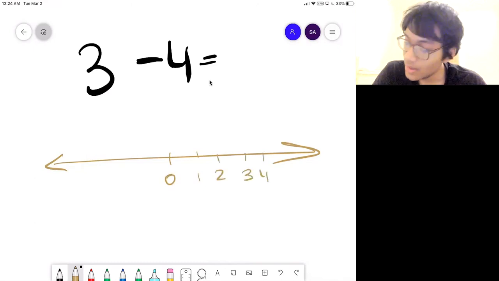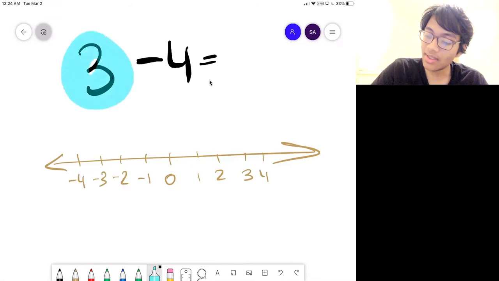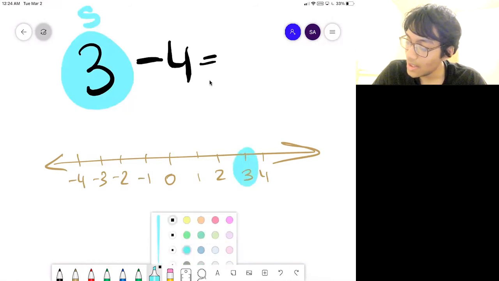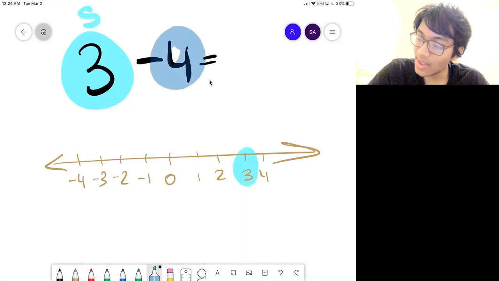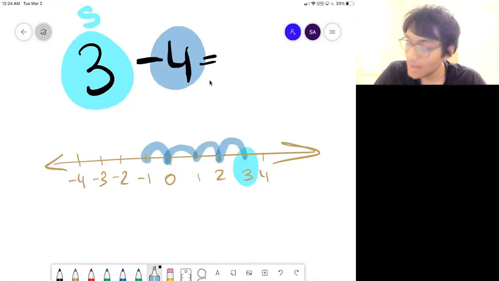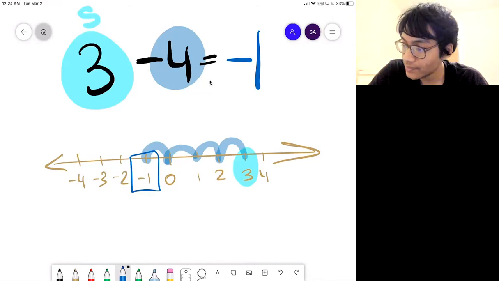We can keep going. Let me go backwards this time. -1, -2, -3, -4. So where are we gonna start on our number line? Here's where we start. This is our starting place, 3. Okay, I start there. Now I'm gonna hop 4 steps back, right? So I'm gonna hop 1, 2, 3, 4. Oh, I'm done. I hopped 4 steps. Where am I? I'm at -1. So 3 minus 4 is -1.